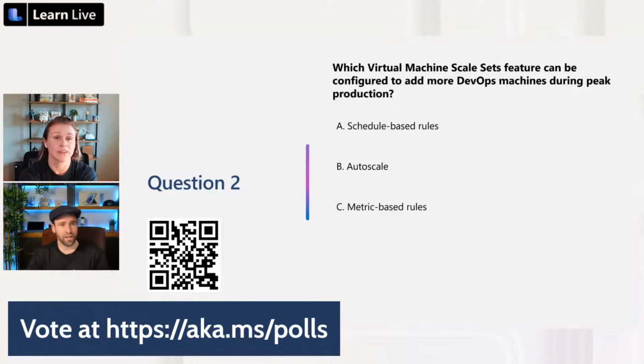The DevOps team knows it's going to be busy on a certain night and quiet on Monday. There are 3 different options. If you have the times in your mind, it's probably pretty simple. A, schedule-based rules. As we showed, you can have time-based rules. Amy did show you on the screen. You can plan it. B, autoscale, which we just also talked about. And C, metric-based rules.